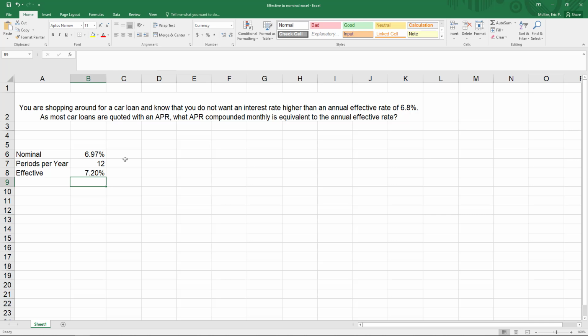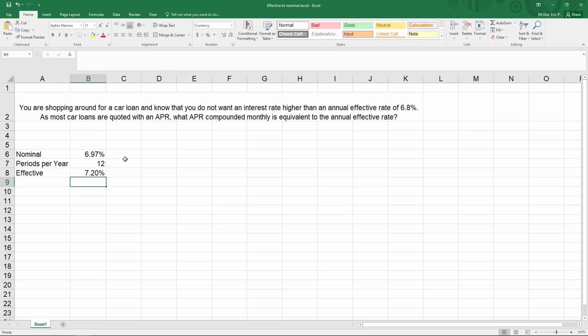Now, do keep in mind one important caveat here. This function always gives us the equivalent nominal or APR rate to an annual effective rate. If a question gives us a different effective rate, we would have to do a conversion to the annual effective rate and then put it into the nominal function. I'll be covering how to do that in a different video. This one we are focused purely on just using the nominal function. And that video will be in this playlist and a link to it in this video description.